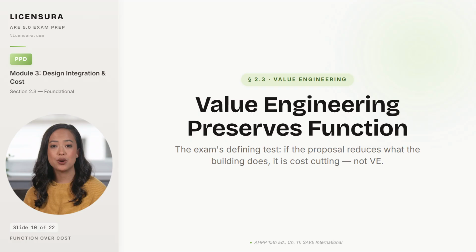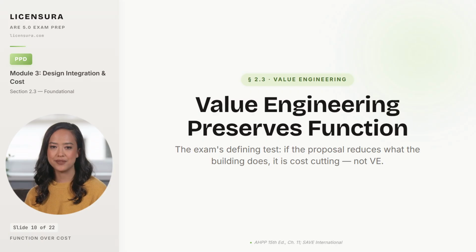You can switch from stone veneer to precast with a stone aggregate finish, and that is VE, because the function of weather protection and architectural expression is preserved. You cannot delete the lobby waterproofing membrane and call it VE, because the function of keeping water out is gone, and the owner who finds out 3 years later when the slab is rotting has a lawsuit waiting for the architect who signed off on it.